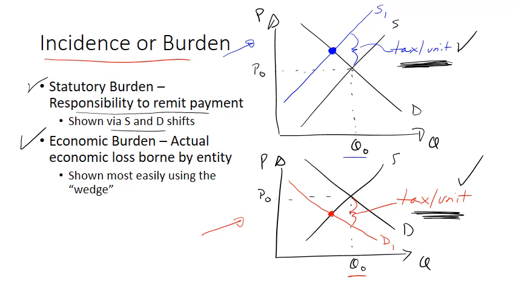The statutory burden really is pretty irrelevant unless you're interested in who's sending a check. When we talk about who actually ends up paying the tax, we're referring to economic burden, and we're going to show this with what's called a wedge. We'll look at that on the next slide.